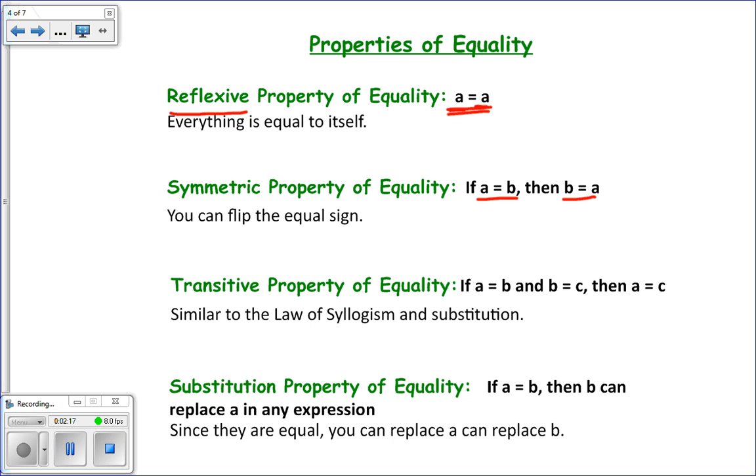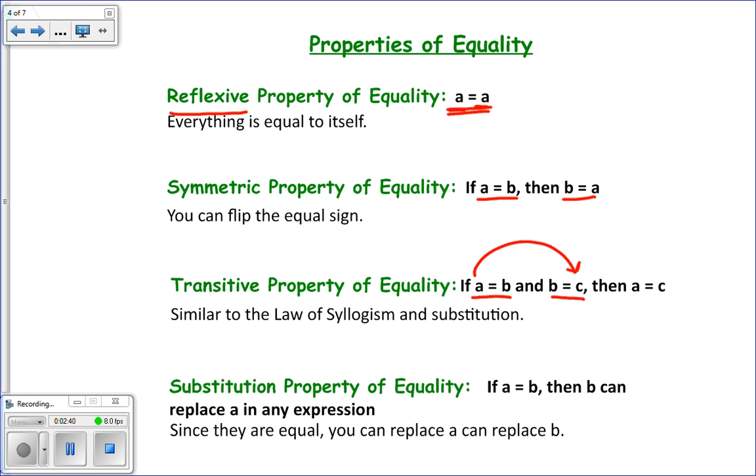Okay. The transitive property of equality is a little more complicated. If A is equal to B and B is equal to C, then A must be equal to C. And I think of this kind of like dominoes, where if A knocks down B and B knocks down C, then really it was A that knocked down C, okay, or that A is equal to C.